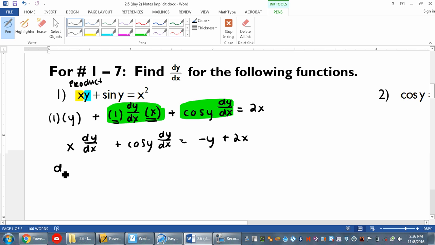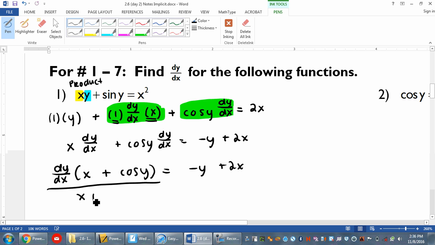dy over dx times x plus cosine of y is equal to negative y plus 2x. And then lastly, to solve for dy over dx, you're just going to divide by x plus cosine of y.